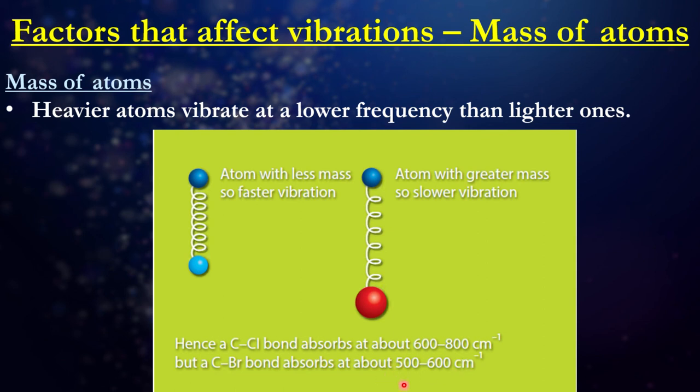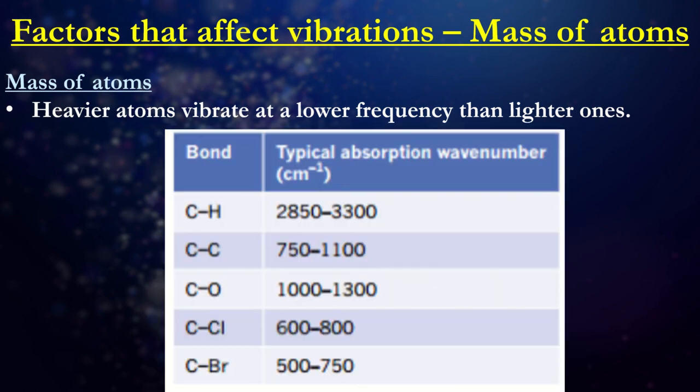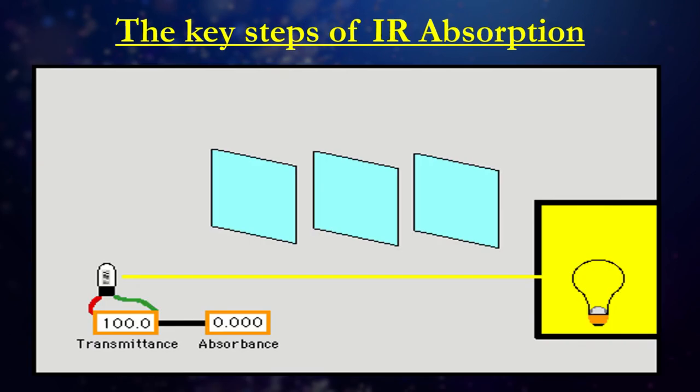Okay, so it means that energy needs to be absorbed for this to vibrate. This one will vibrate a lot faster, and so there's that particular range there. We see that the carbon-hydrogen bond will absorb at a much higher wave number range than the carbon-bromine absorption. Simply speaking, the higher the absorption number, the quicker the oscillation. The lower the absorption number, the slower the oscillation of the bond.